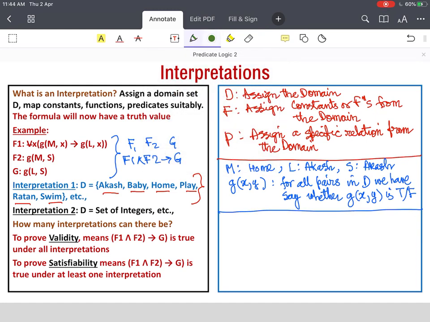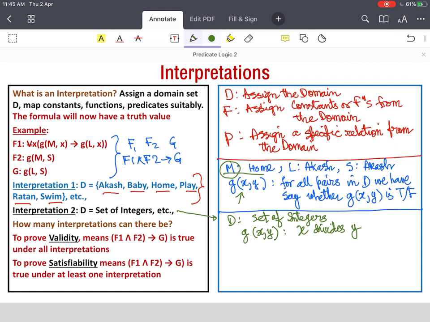We could define another interpretation. Please note that for this same domain, we can define many constant mappings and many predicate mappings. Each will give a different interpretation. We could also change the domain. For example, here we have said, let us say we define the domain as the set of integers, which includes positive and negative integers. And we could define gxy to say x divides y.